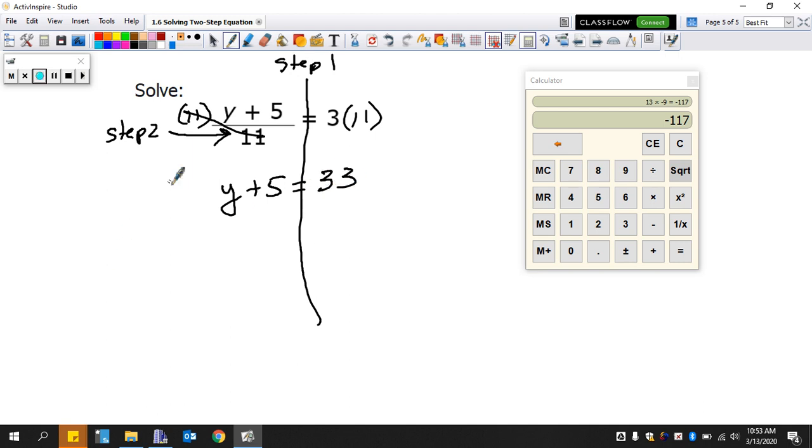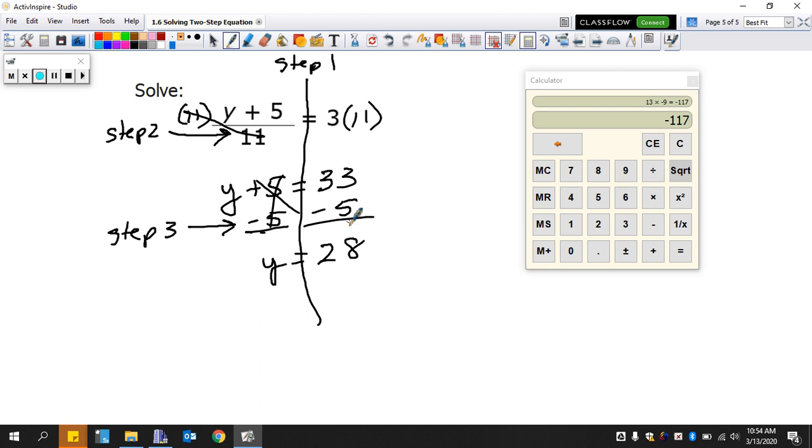So in this case, the multiplication comes first instead of the addition, like we normally have been doing. And then step 3, we're going to subtract 5 from both sides of the equation. And we end up with y is equal to 28.